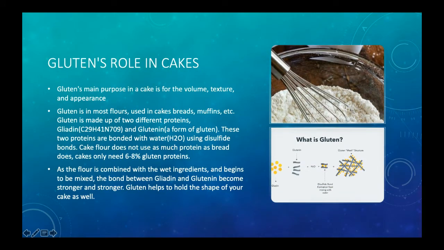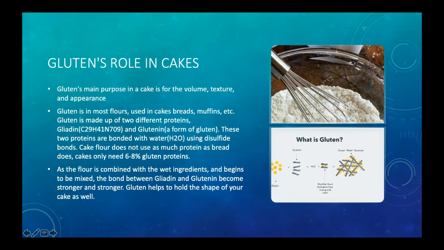Gluten's main purpose in a cake is for volume, texture, and appearance. Gluten is in most flours, used in cakes, breads, muffins, etc. Gluten is made of two different proteins: gliadin, which is C29H41N7O9, and glutenin, which is a form of gluten. These two proteins are bonded with water, using disulfide bonds.